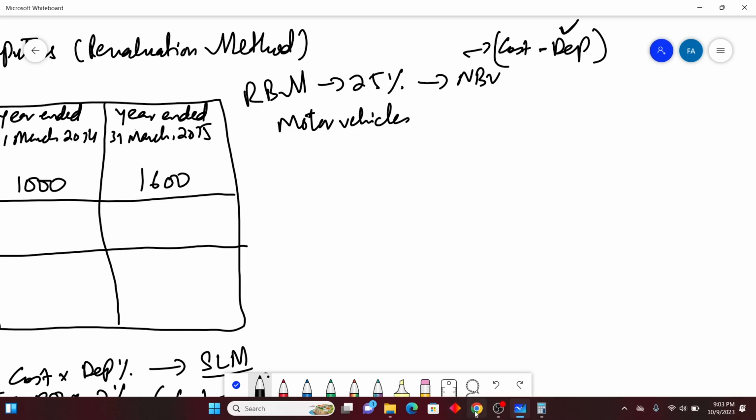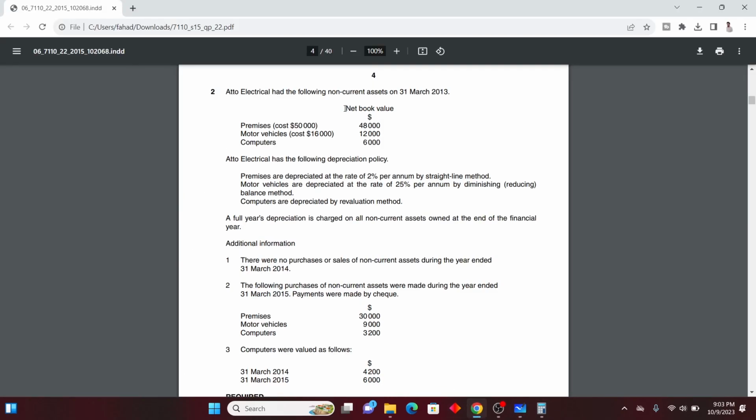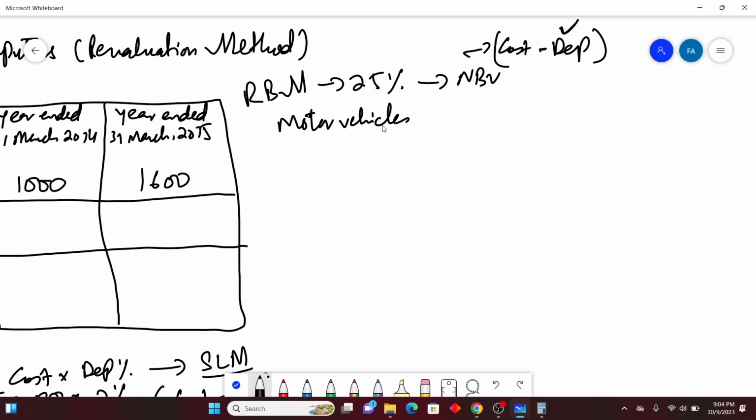So let's do it for this asset. We need a net book value for motor vehicles. We have 12,000, which is already given in the question. The question has made it easy for us by already giving us 12,000, which is the net book value. This point is saying there was no purchase or sale of non-current asset during the year ended 31st March 2014. So this is the simplest thing we have to do. We have got the net book value.